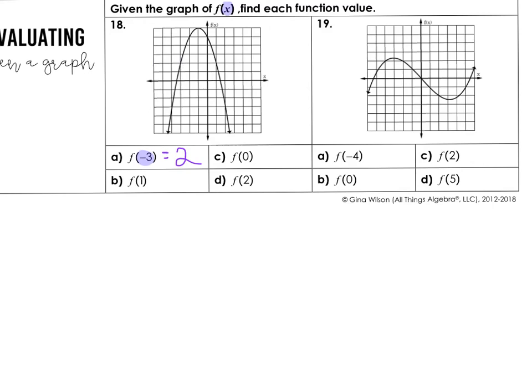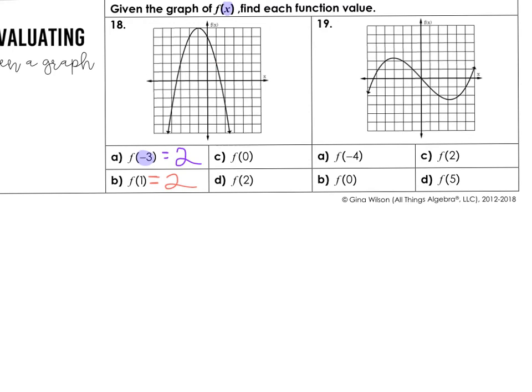So for B, it's saying f of 1. So I'm going to go over to 1 on my x-axis. I'm just going to put a little mark there so you can see, and I'm going to go up again till I hit a point on the parabola. And that's right there. So that is the point 1, 2. So when my x is 1, my y is 2. Again, that can happen. You can have 2 of the same answers.